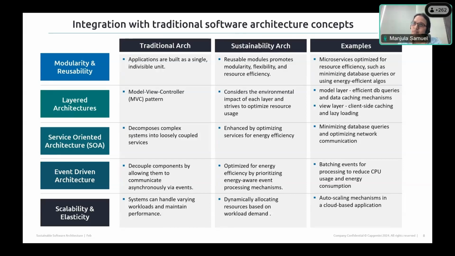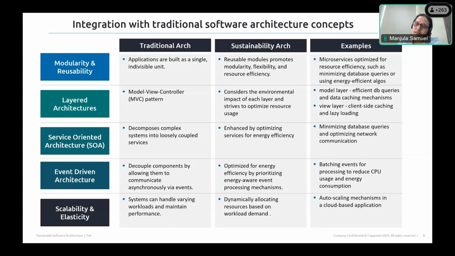You also have the layered architecture. That's basically the model view controller pattern, where it separates your application into three layers: the model data layer, the view presentation layer, and the controller, the business logic layer. Each layer can be optimized for energy efficiency and resource usage while maintaining a separation of concerns. The model layer can be optimized by using efficient database queries or data caching mechanisms to reduce your server load and energy consumption. The view layer can employ client-side caching and lazy loading techniques to minimize, again, the network requests, thereby improving your performance, leading to energy savings.